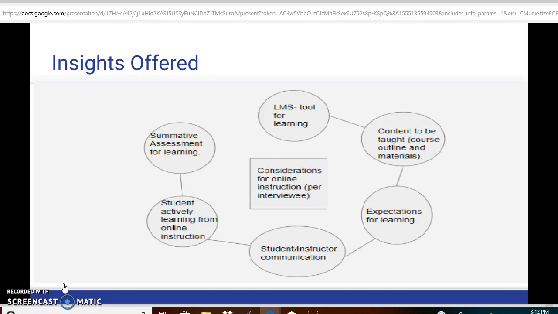So as I spoke with him, I broke down in this model here what we talked about and what he stresses, his considerations, things that he said were really important to consider when first implementing something online.